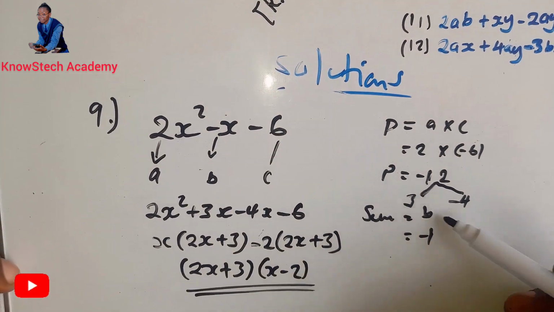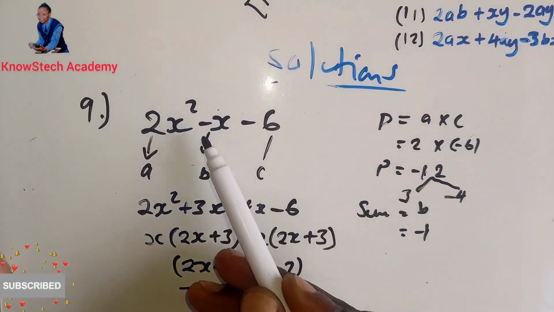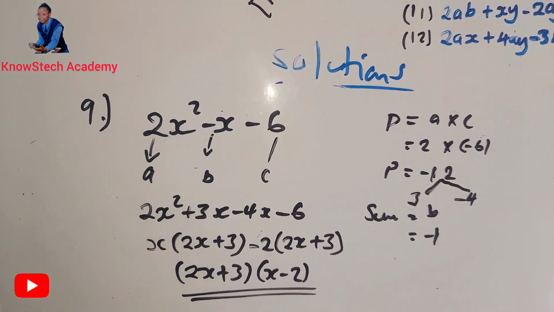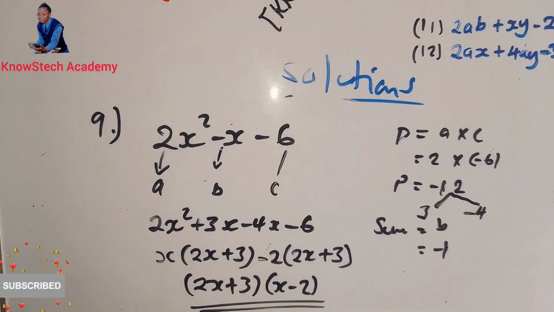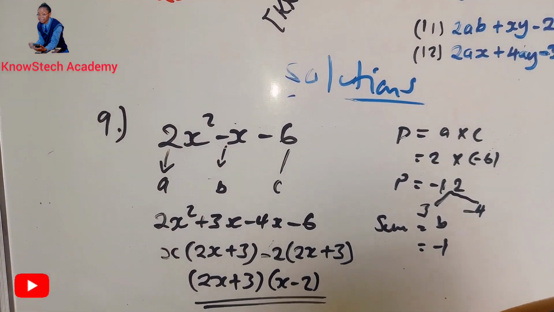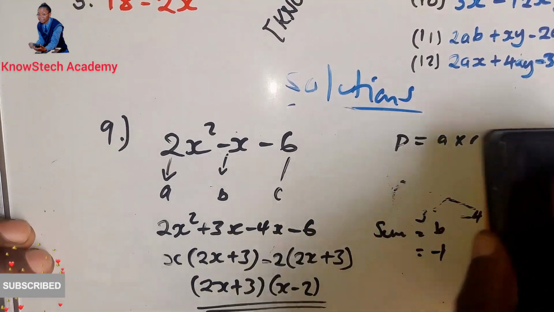So the issue is finding the product here, splitting this b here into 2 numbers. Copy. Pause the video and copy. Otherwise, we go to the third last question, question 10.